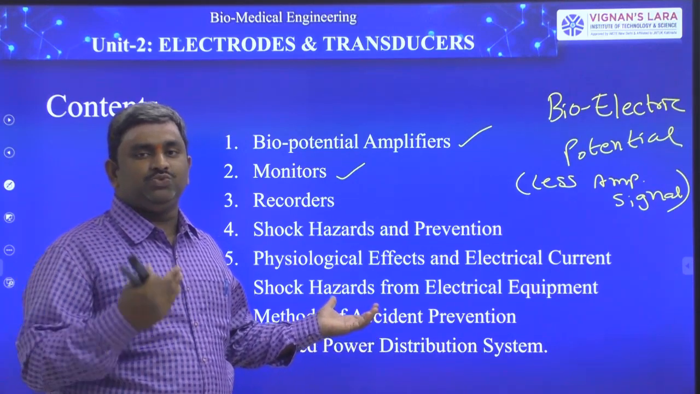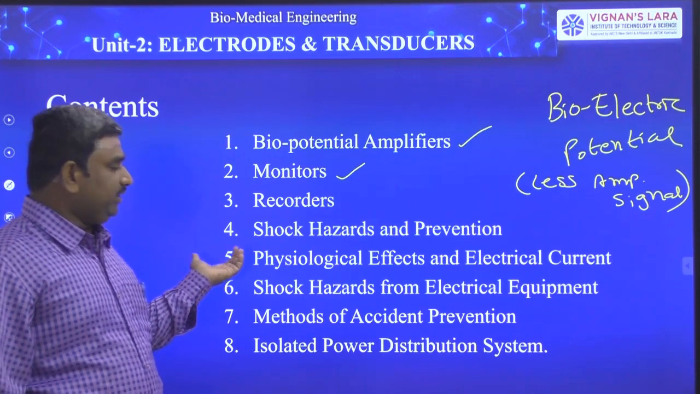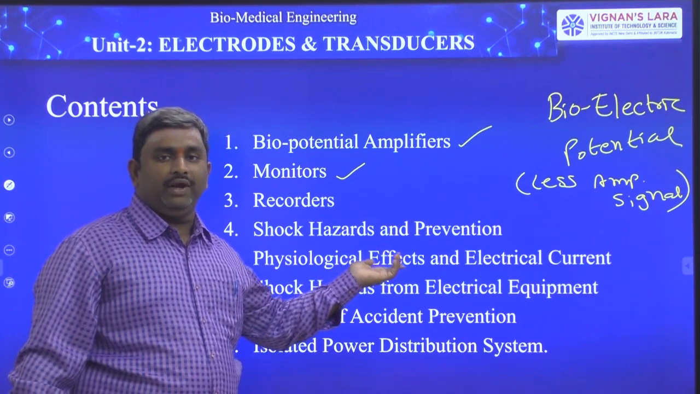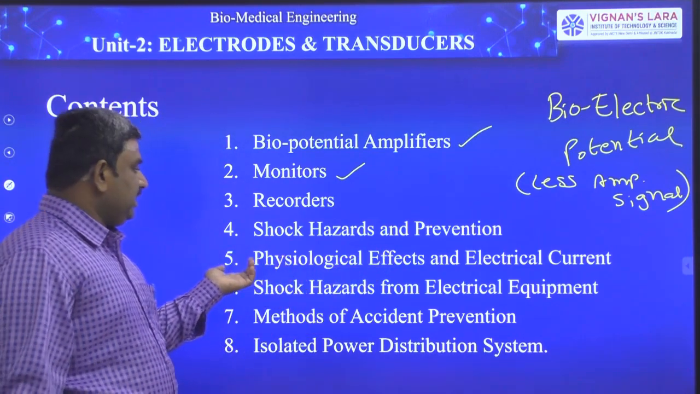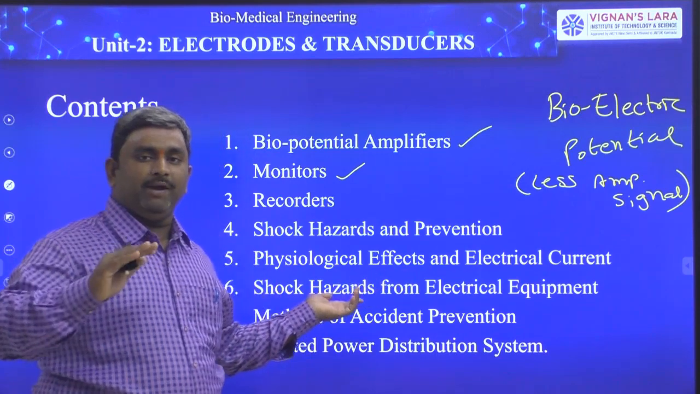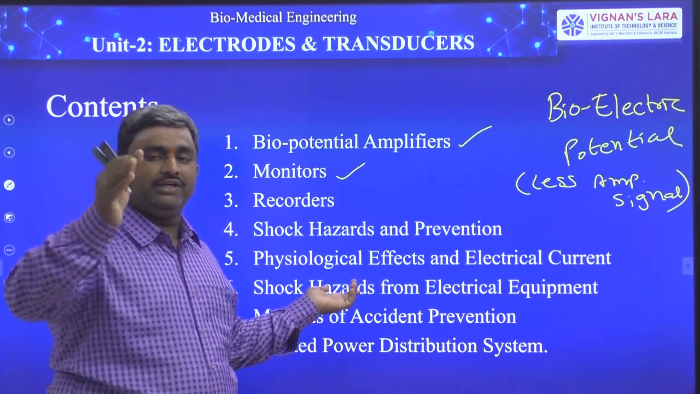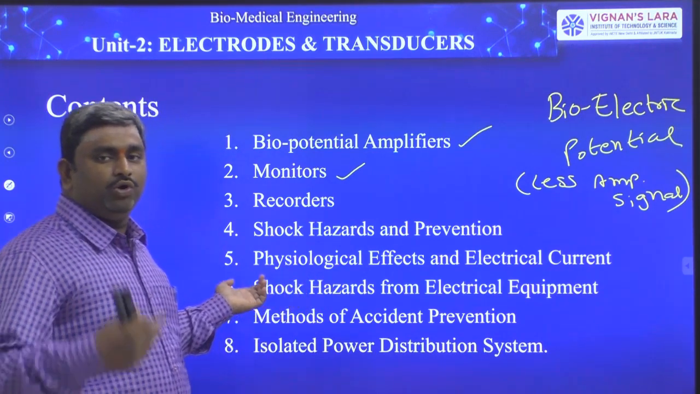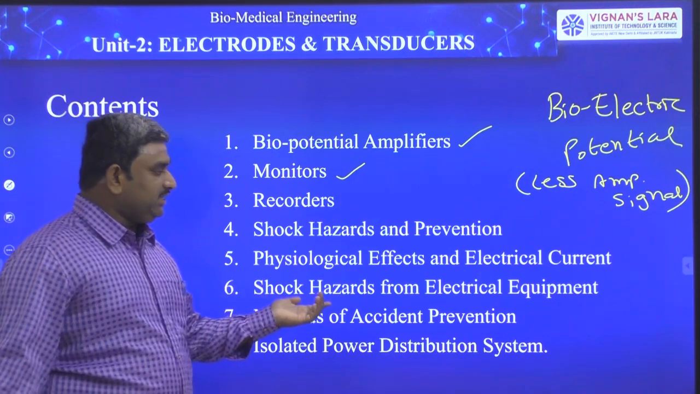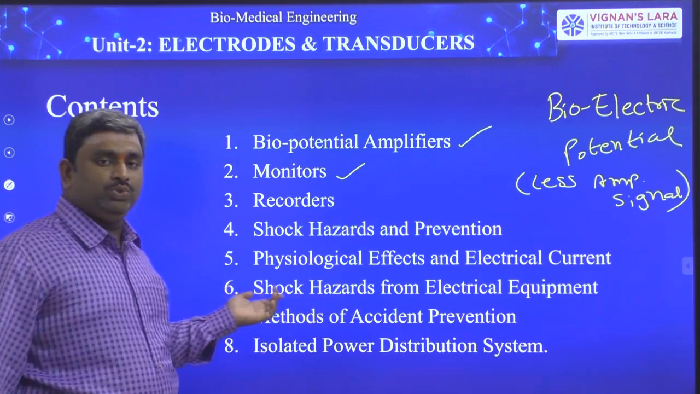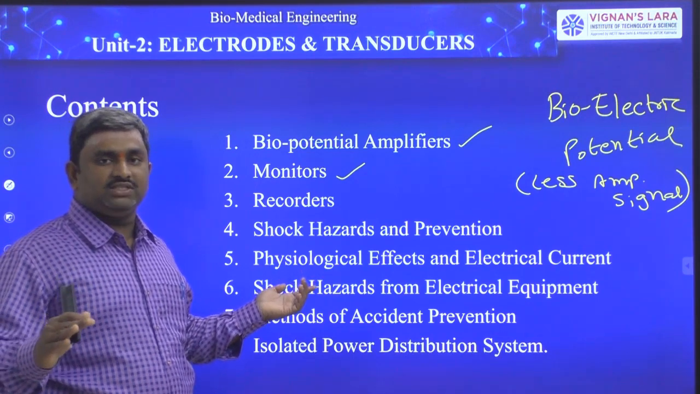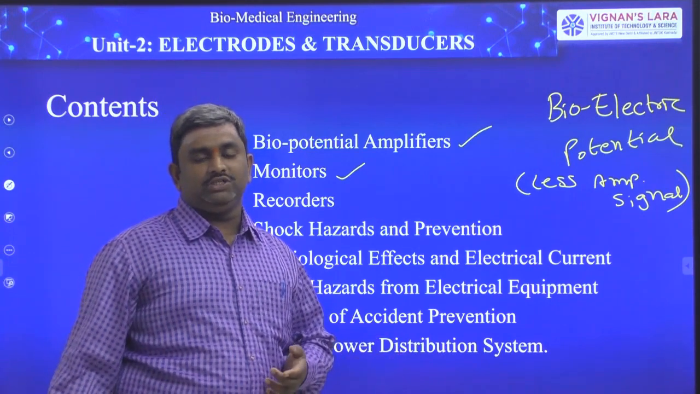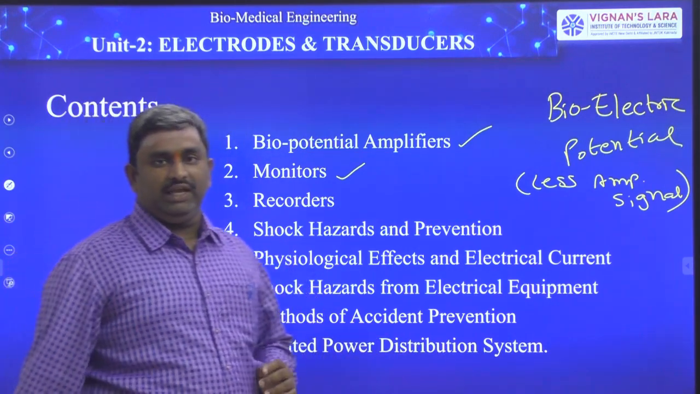How we provide the double safety is with this concept. For that, first we will see what the different types of shocks are and how to prevent them. Next, we will see what happens when an electrical shock is applied to the patient, then the internal, physiological effect, what happens to the physiological systems of the human body. Next, the different types of electrical equipment which eliminate these types of shocks, methods of accident prevention, and the isolated power distribution system. So these are the topics we will see in this unit.